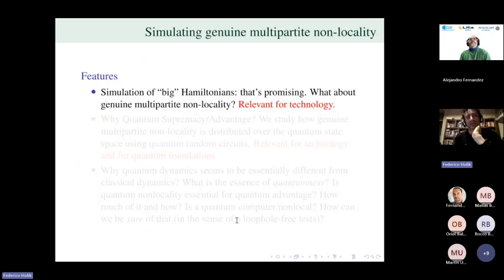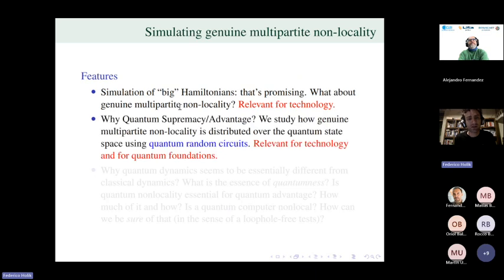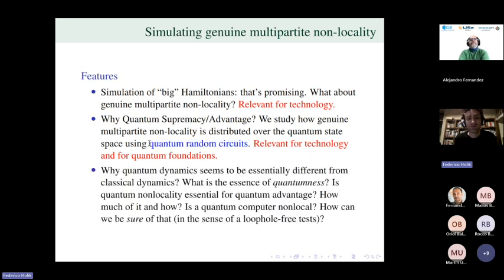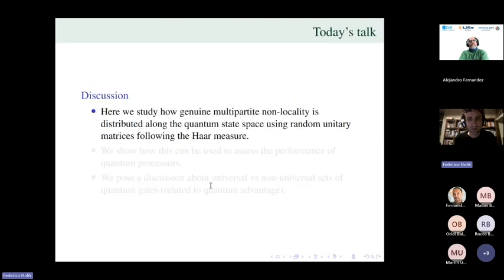Okay. So as a summary, simulation of big Hamiltonians is one of the promising things about quantum computers, but then we ask about genuine multipartite non-locality. So we ask, why supremacy or advantage? We study how genuine multipartite non-locality is distributed in combination with quantum random circuits. This is relevant for technology and quantum foundations. And so this is related to questions like why quantum dynamics seems to be essentially different from classical dynamics. What is the essence of quantumness? Is quantum non-locality essential for quantum advantage? Okay, I will try to give some discussion about this. Let me go fast.